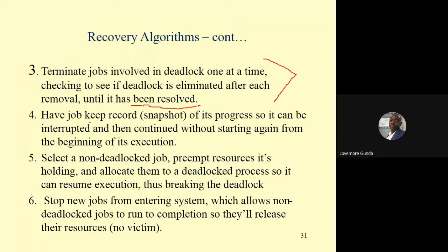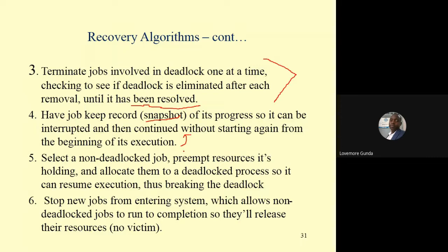Or you have a job snapshot or record, so that as the job or the process is proceeding, we know where it was, which resources were allocated, which were not allocated, and so on. Such that as they proceed, and let's say a deadlock happens, it is possible to interrupt it, roll it back slowly, see which condition caused the deadlock, and then eliminate that condition.